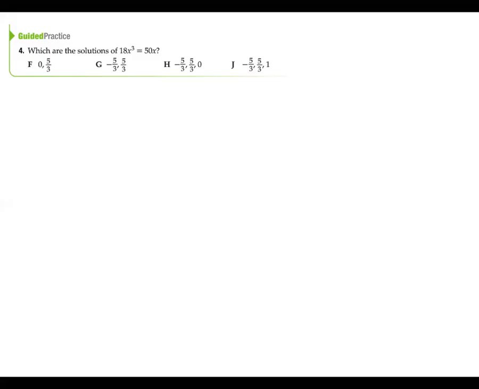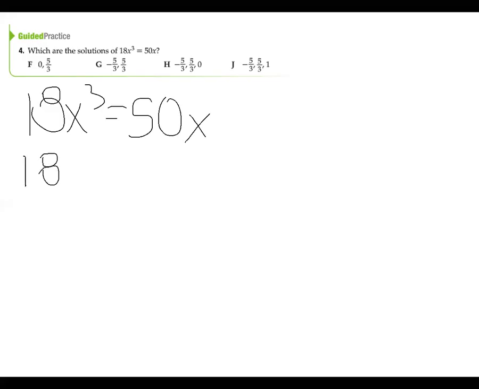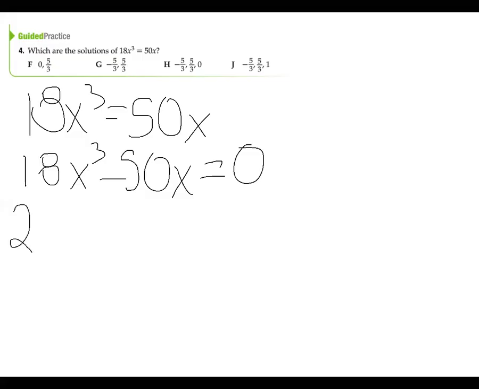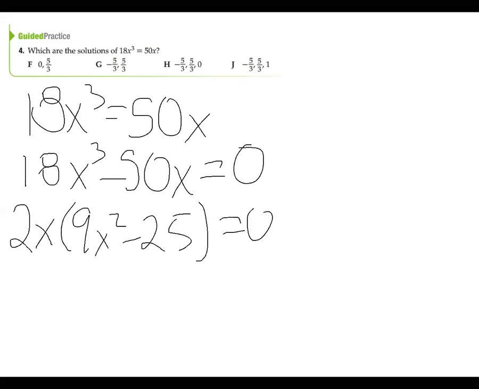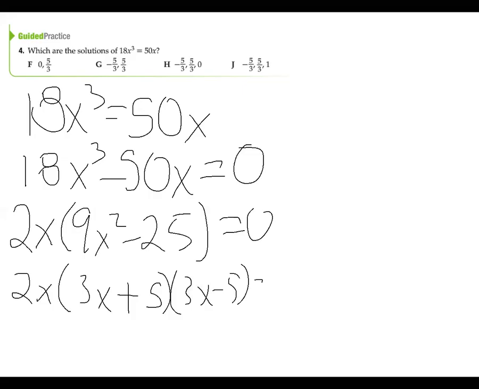All right, we're back. So you have your original equation. Now, to solve this, you have to set it equal to 0. With both of those, you could factor out a 2 and an x. So that becomes 9x squared minus 25 equals 0. Notice the 9x squared minus 25 is a difference of squares. So 9x squared is the same as 3x quantity squared, and 25 is 5 squared. So it's 3x plus 5 and 3x minus 5 equals 0.